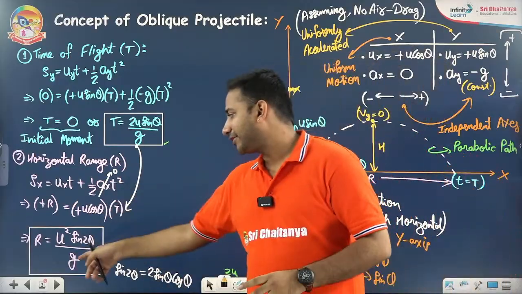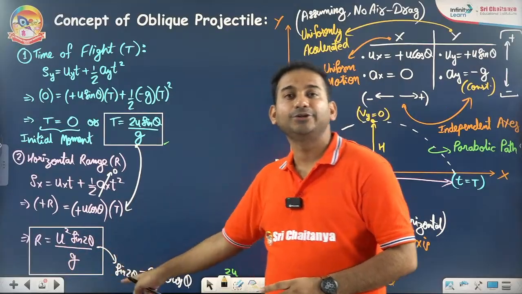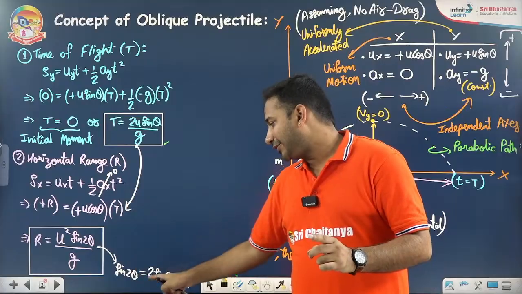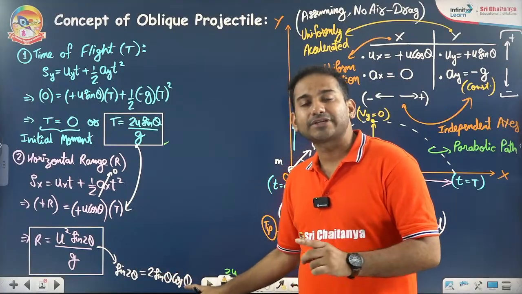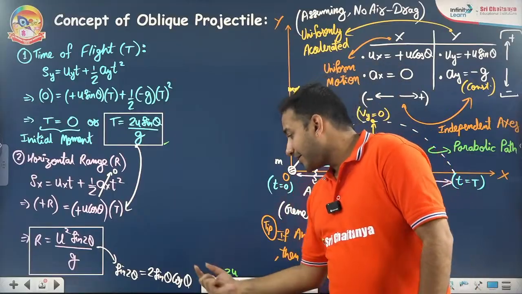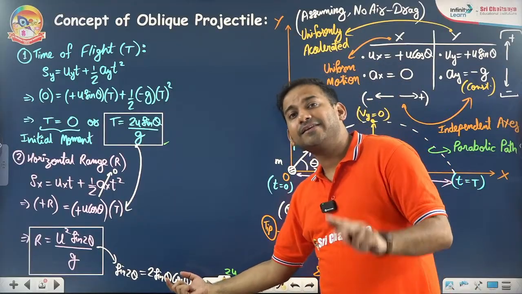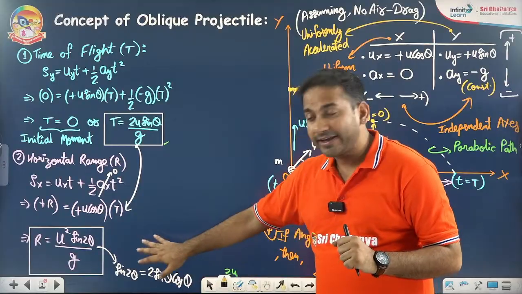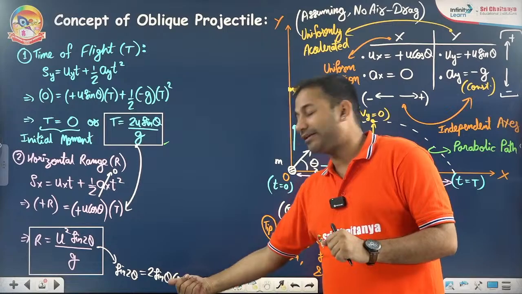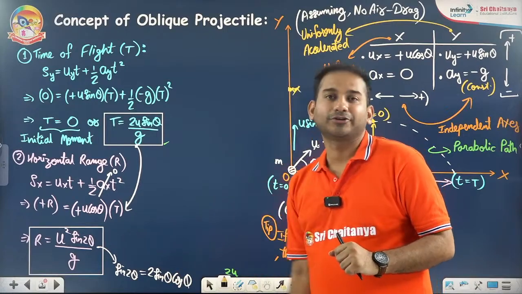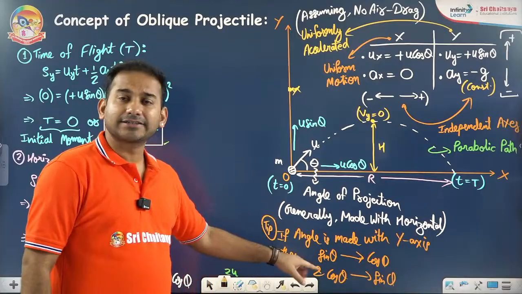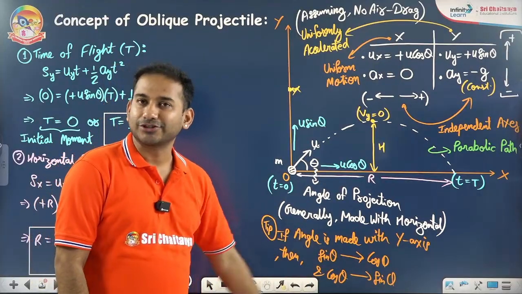Alright, so what you got here is R equal to u square sine 2 theta by g. Sine 2 theta can be replaced as 2 sine theta cos theta. The interesting part is, even if you make the angle with vertical for a range, sine and cos will be interchanged, and hence this formula will not change. I repeat, when you make the angle with vertical, sine will change into cos and cos will change into sine.